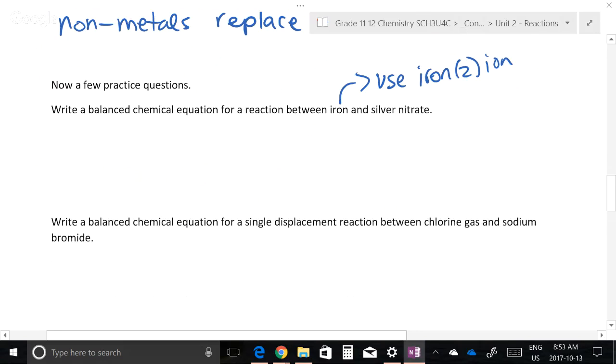By the way, whether it's iron 2 or 3, does that affect it when it's on the left side by itself? No, it only affects it when you actually make the compound. That's right.